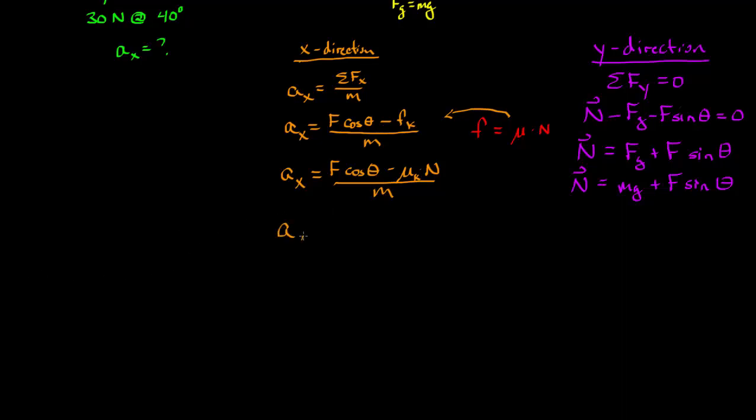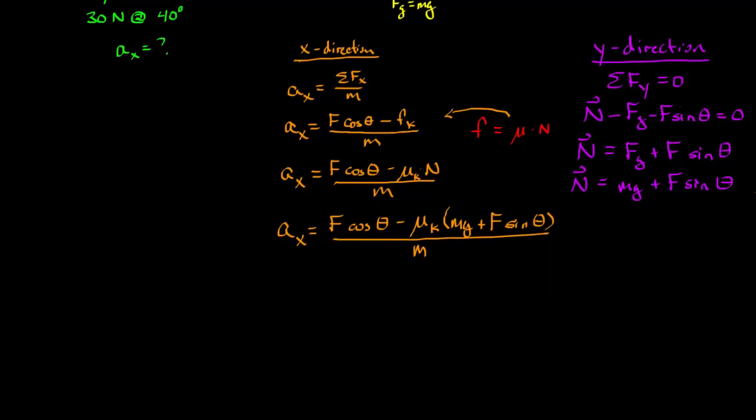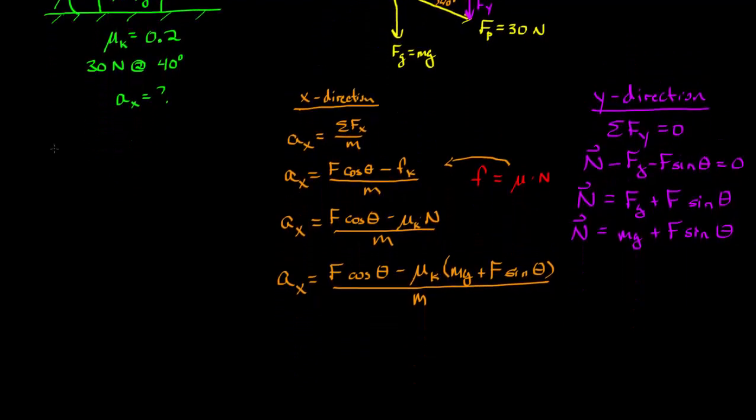So the acceleration in the x direction is going to be F cosine theta minus the coefficient of kinetic friction times the normal force. And I got to put it in parentheses because I'm adding over here. So I get mg plus F sine theta. All of that divided by the mass. Now I can plug everything in. Let me scroll back up so I can get my values. Oh, they're right over here.